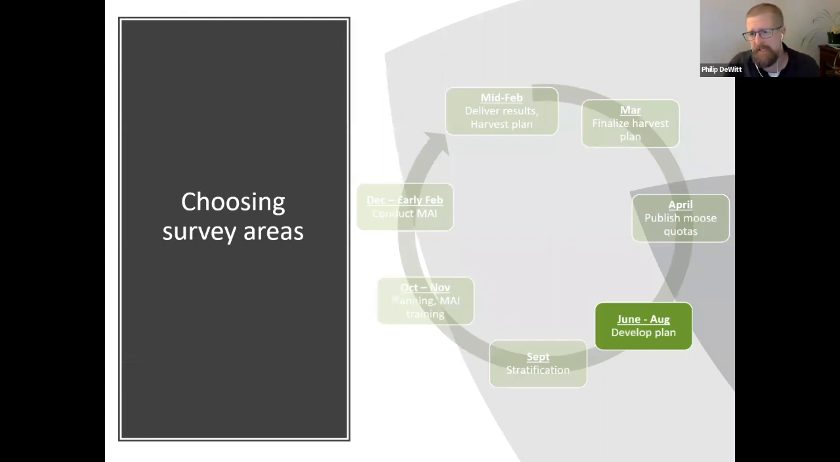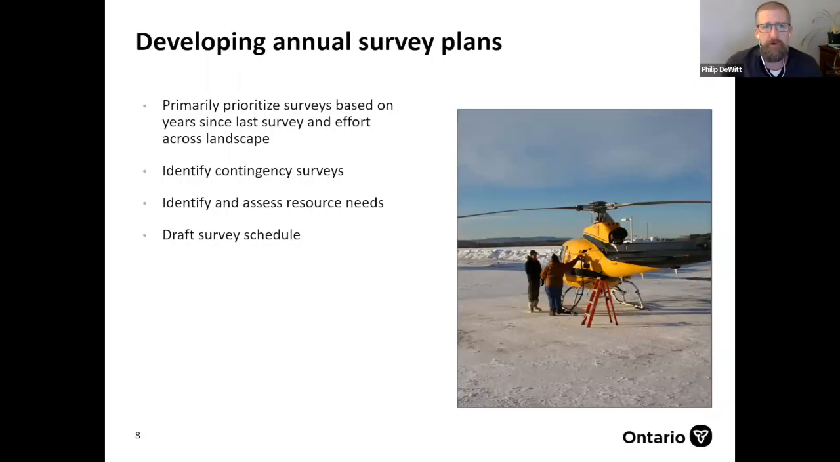So to start at the beginning, as I said, in June and August is when we start developing a survey plan and looking at survey areas. In the past, there have been a couple of different approaches that we've used. These days, the way we approach it is by prioritizing surveys based on the years since the last survey and the distribution of effort across the landscape. By looking at years, of course, that's where the most uncertainty happens with moose population estimates, the longer the time between surveys.